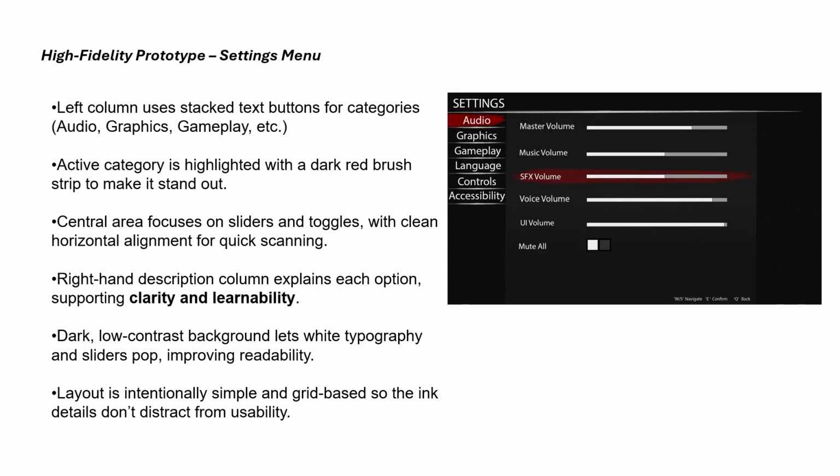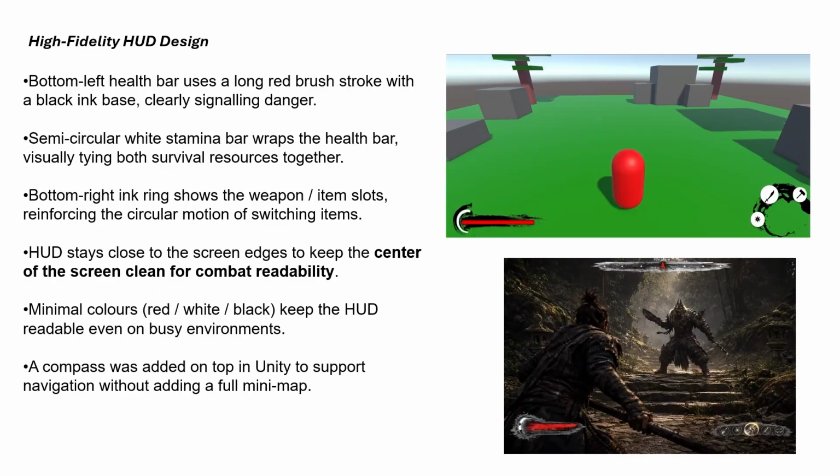The high fidelity settings screen keeps the same three-part structure, with double ink accents and a dark red highlight for the active category, while keeping the controls themselves clean and minimal. For the HUD, I designed an ink health bar, a stamina ring, an item wheel, and a compass. I also used an AI generated picture early on just to check that my visual idea would work before building the final version.